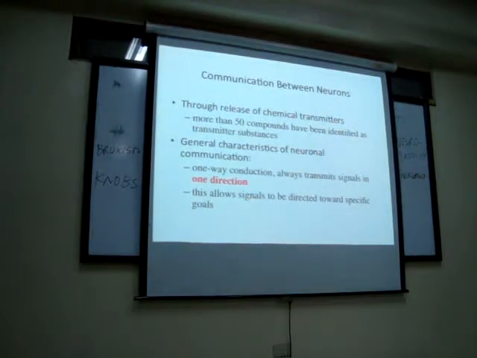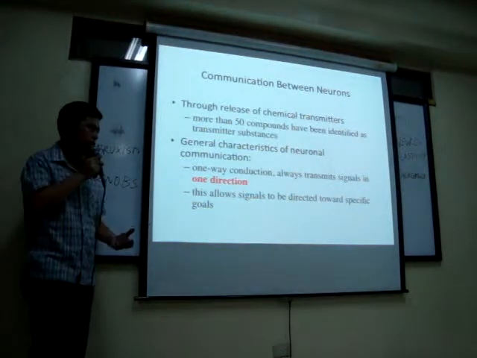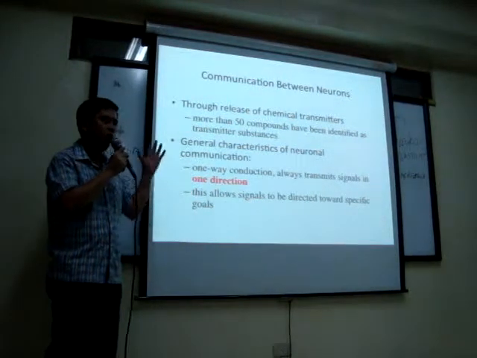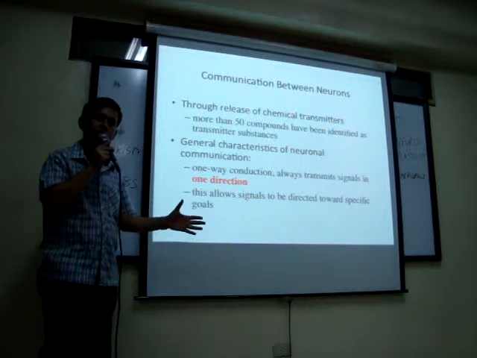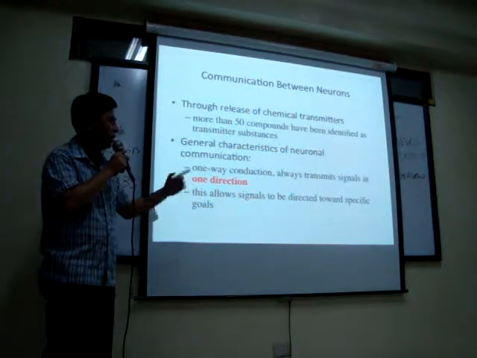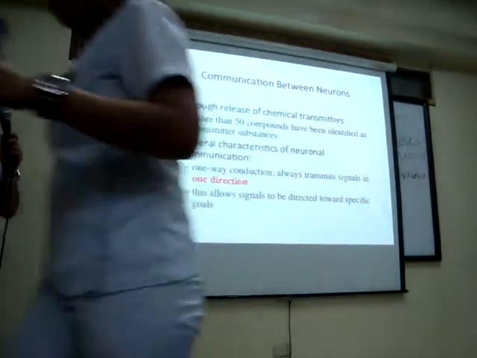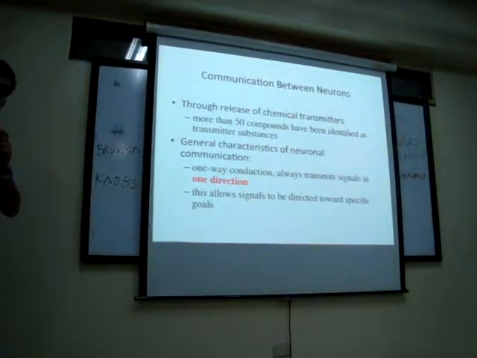Now, please note that there are general characteristics of how neuronal communication works. Remember that neuronal communication will only occur in one direction. Okay? It is a one-way conduction, always transmitting signals in one direction. Because remember this, we need our signals to be directed towards a goal. For example, if you want to run, you need these signals to run directly through your muscles.